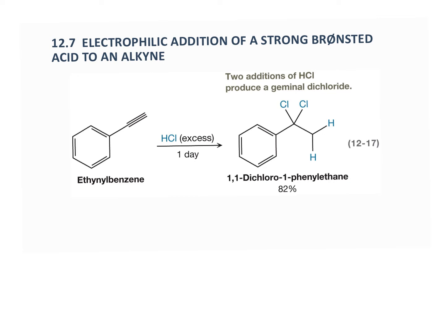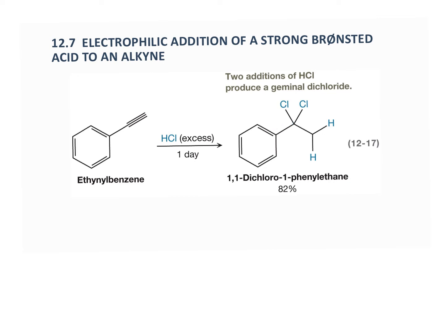When you have ethynyl benzene treated with a strong Bronsted acid like the HCl, an addition will occur, right? But you're left with a double bond, so you get a second addition, okay? Now, I want to point something out here. The reaction of the alkyne with the hydrogen halide produces something called a geminal dihalide.